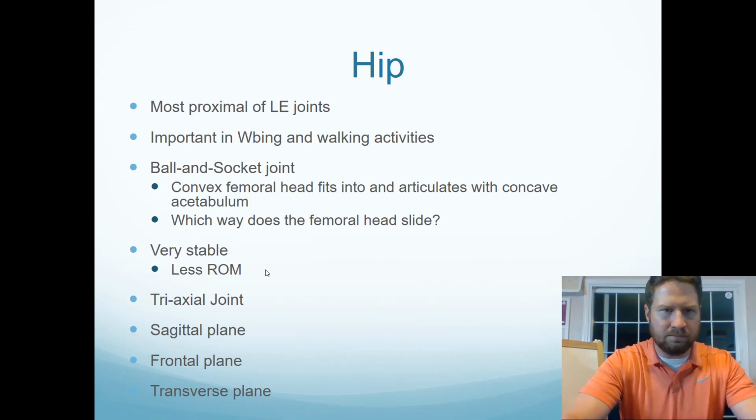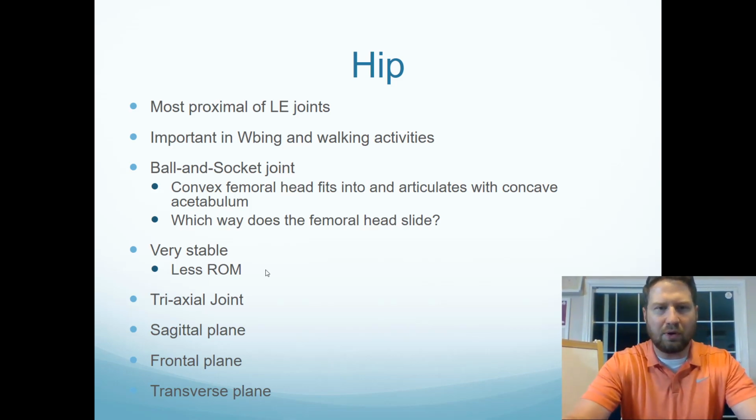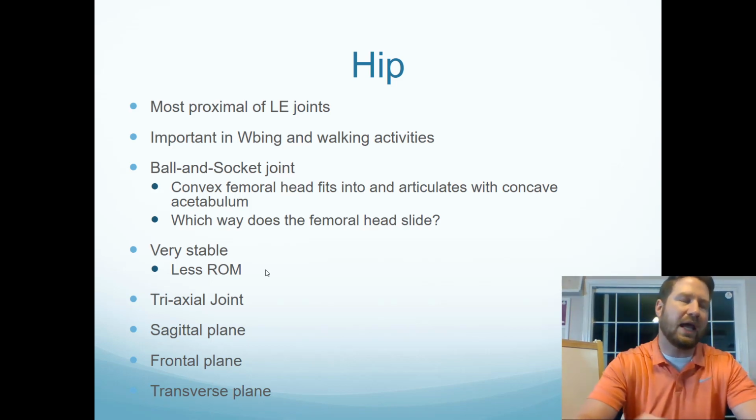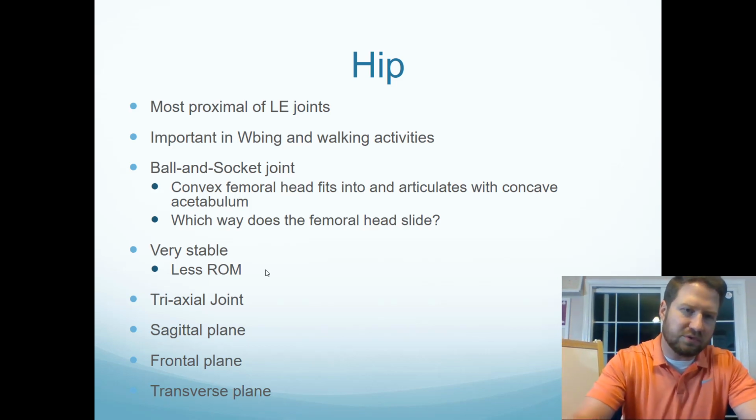The hip, pardon me, is the most proximal of the lower extremity joints, important in weight-bearing and walking activities, obviously. As we discussed in lab, it's a ball and socket joint. So in an open kinetic chain, we have a convex structure, the femoral head, articulating with the concave structure of the proximal side of the joint, the acetabulum.